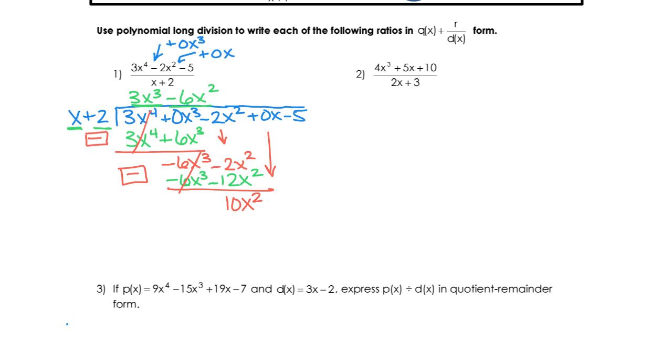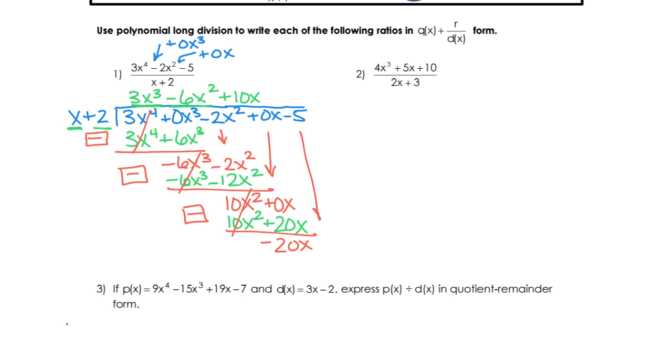And we'll bring down our next plus 0x. Yep, we even bring it down, okay? And up at the top, we're going to need a positive 10x. So that 10x times x is 10x squared, and 10x times 2 is 20x. Okay, we'll go ahead and subtract. And we're going to end up with 10x squared minus 10x squared, which cancel. And 0 minus 20x is negative 20x.